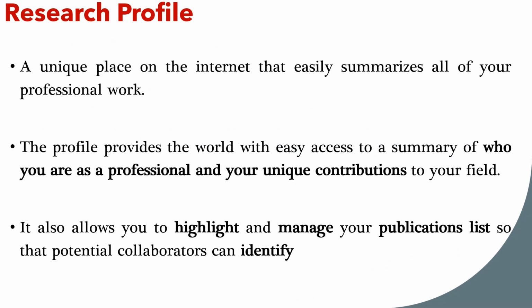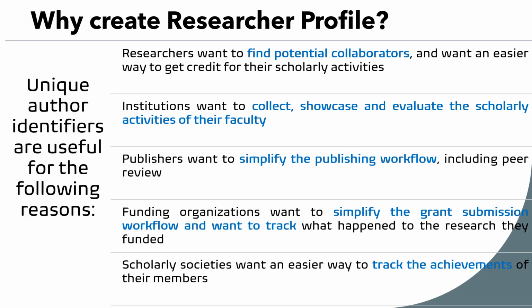These profiles normally provide the world an easy way to access a summary of all that I am doing in my field, or professionally what my contribution is in my field. This is also going to highlight and manage our publication list, patent list, my citations, my H index. What are these different terms, like citations, publications, H index? These are normally different metrics. Later on we will have a different video, or probably we already have a video, on different research metrics.